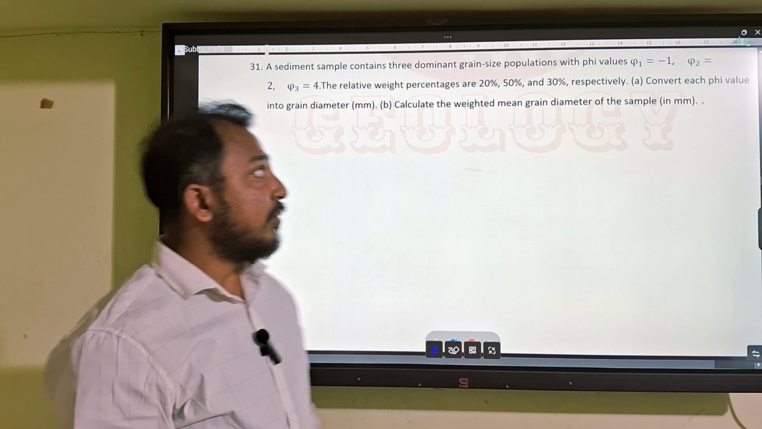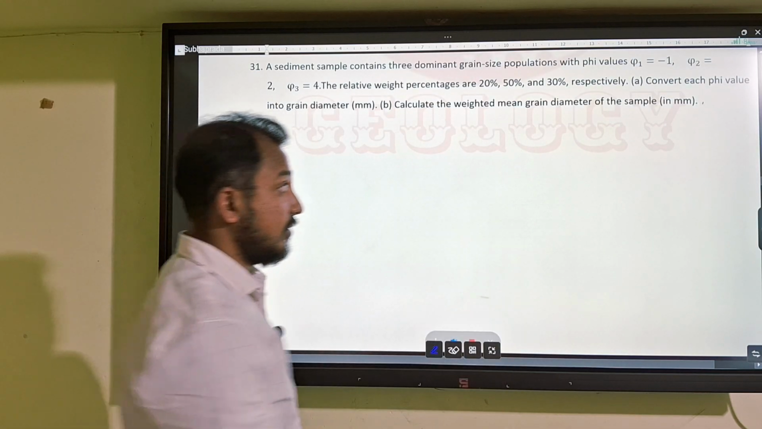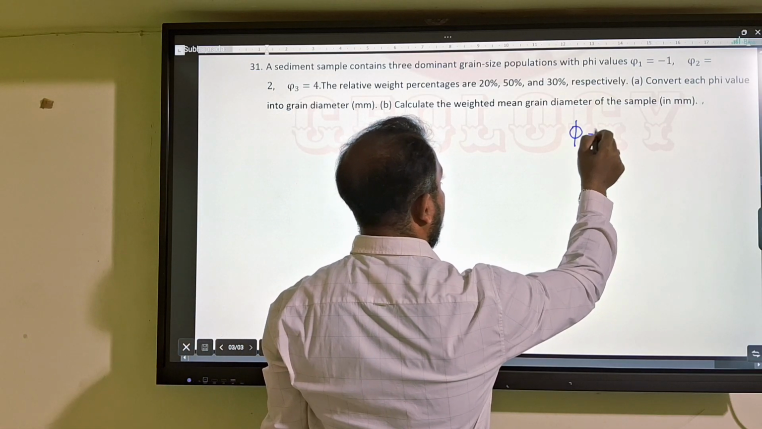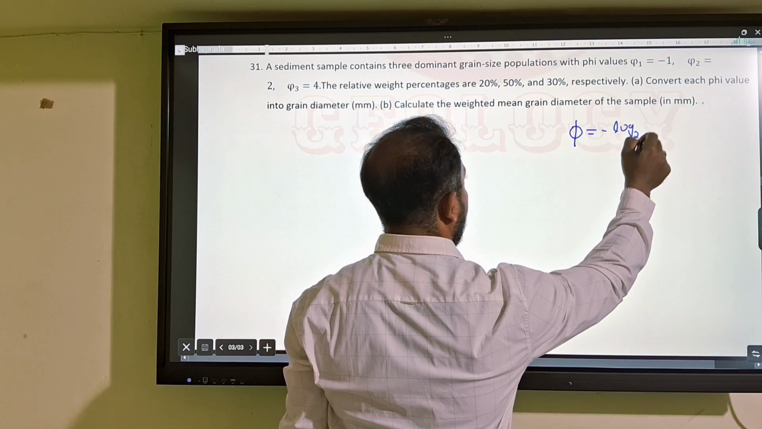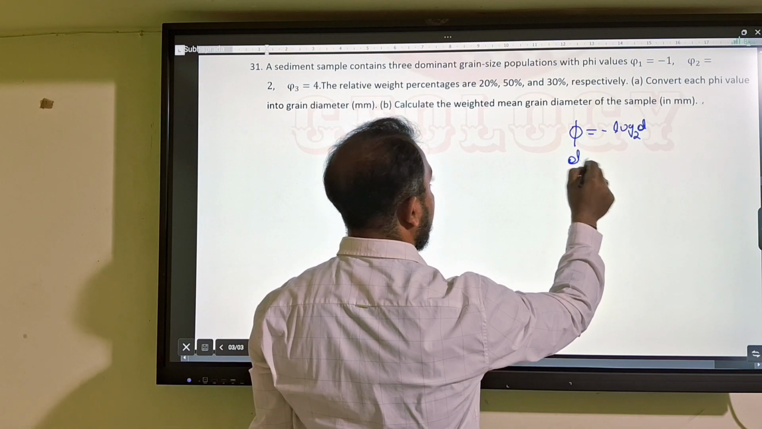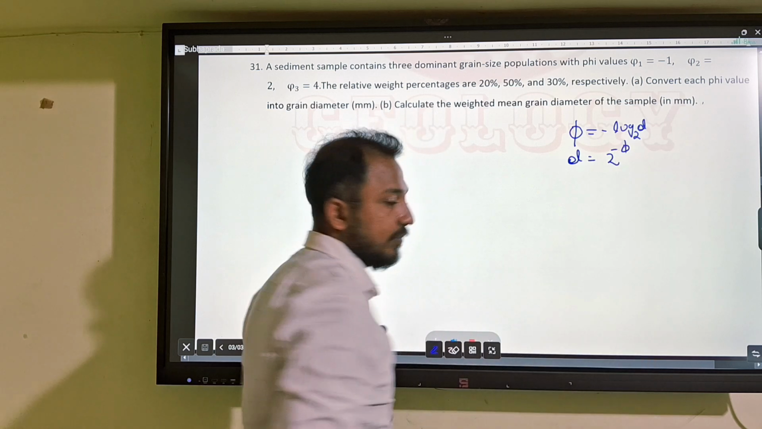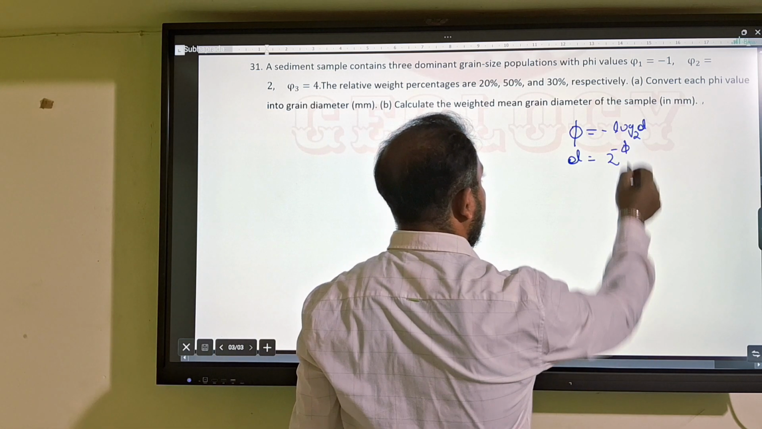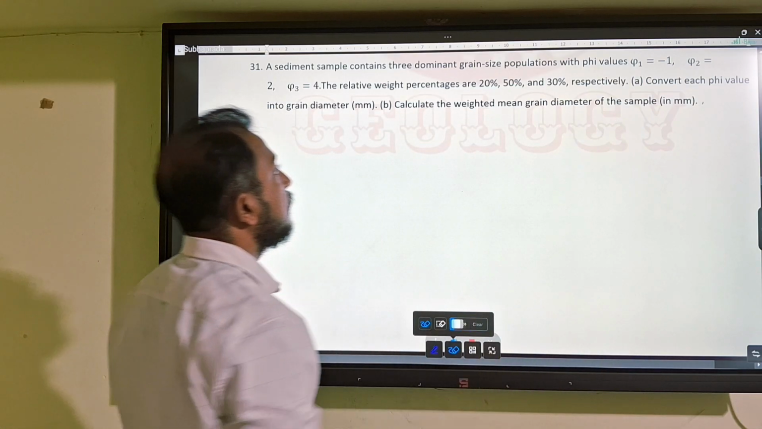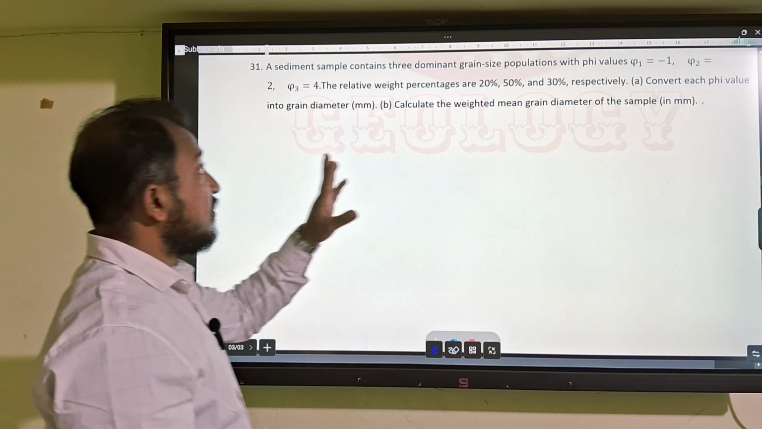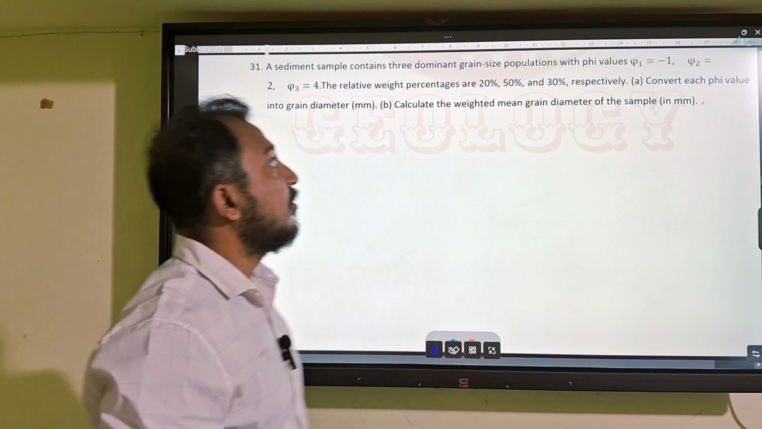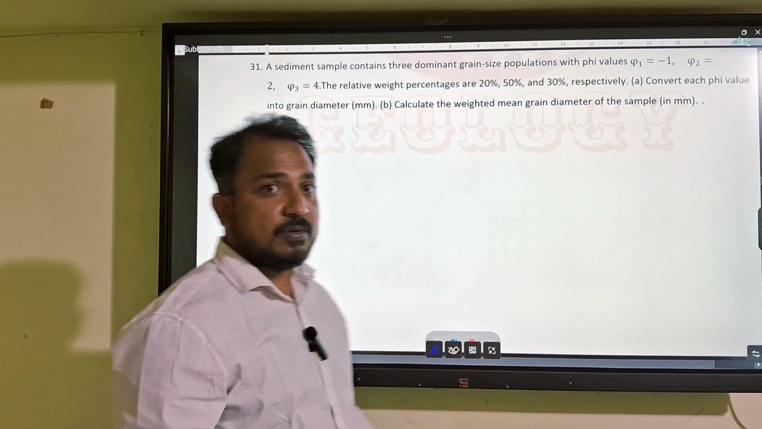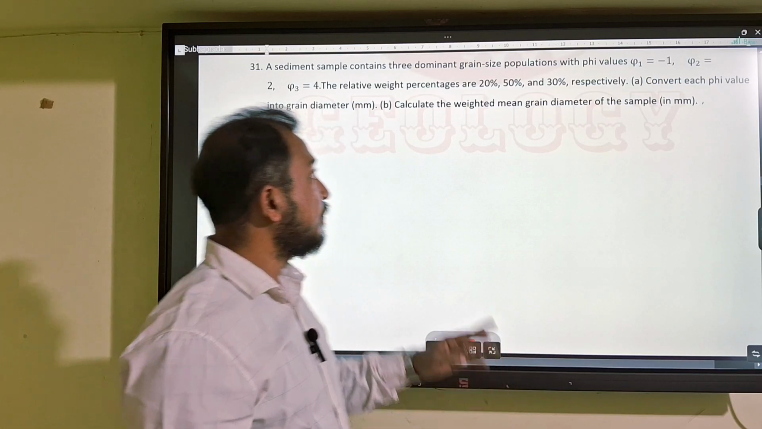So let's come to another type of problem, that is your phi scale. So first I'll recall the formula. Phi equal to minus log d base 2, or you can say d equal to 2 to the power minus phi. So we'll be using this formula. So remember, a sediment sample contains 3 dominant grain size population with phi values phi 1 equal to minus 1, phi 2 equal to 2 and phi 3 equal to 4. So first we will convert this thing into diameter.